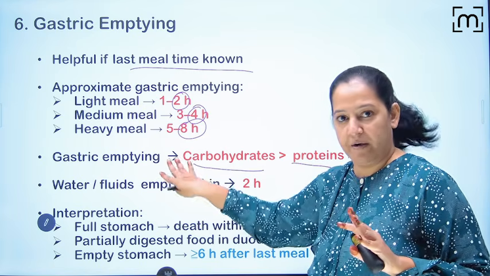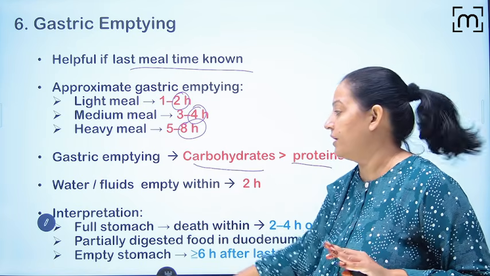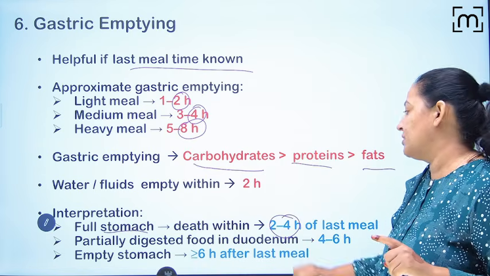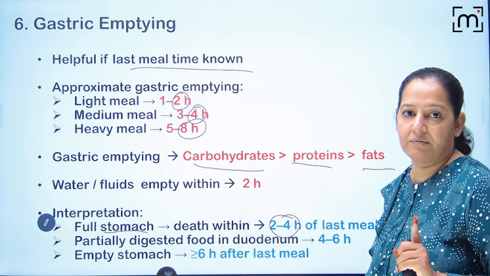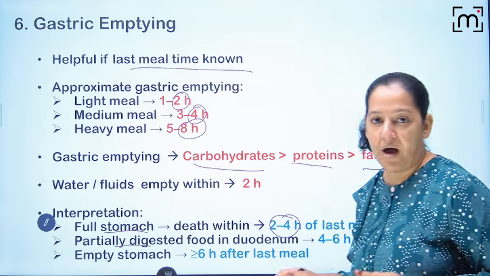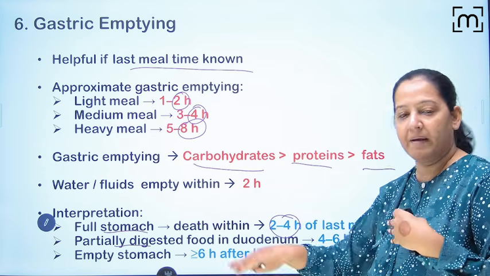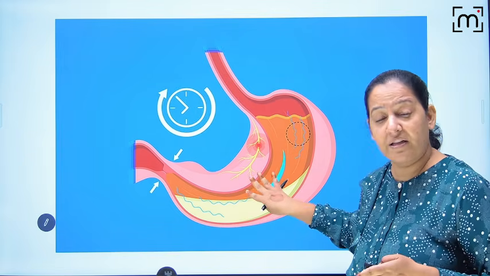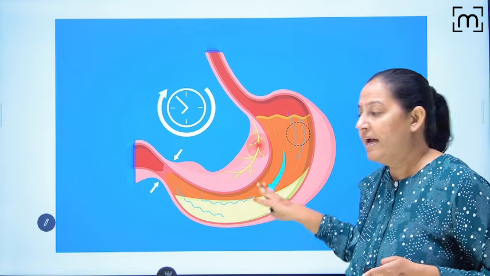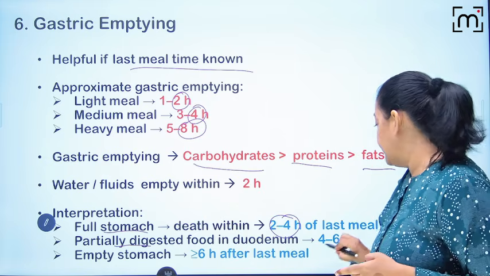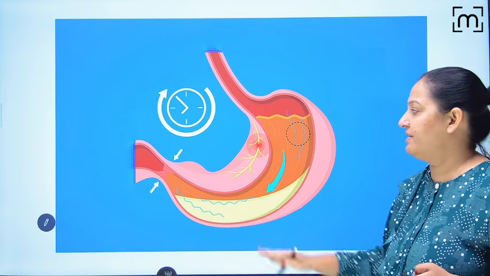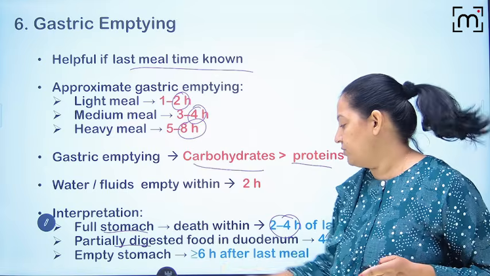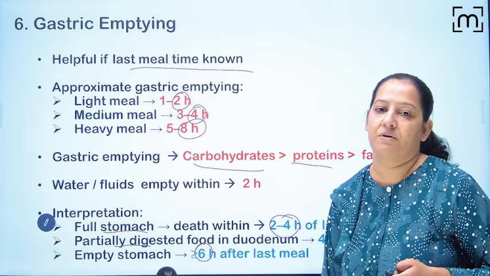Overall interpretation: if you want to learn this, learn it, otherwise learn the interpretation. If the dead body has a full stomach, the death is within 4 hours of the last meal. If it is a partial stomach, partly in the stomach and partly in the duodenum, gastric emptying has begun. Full stomach, the death is within 4 hours of the last meal. Partial stomach, partial duodenum, the death is within 6 hours. If the stomach is completely empty, it is already past the duodenum and intestine, so death is more than 6 hours from the last meal.